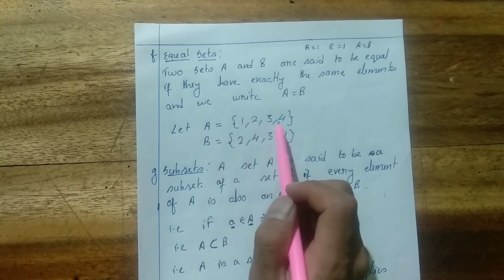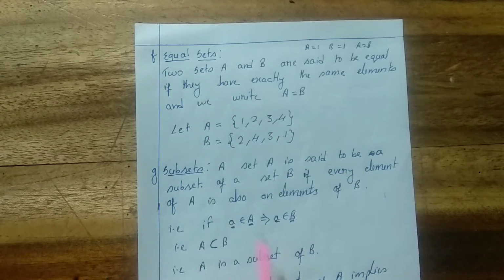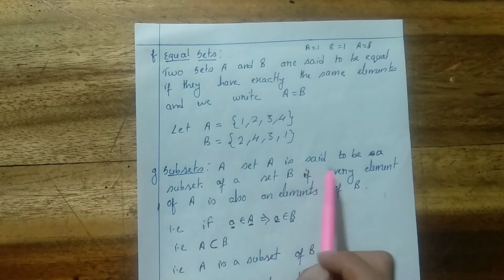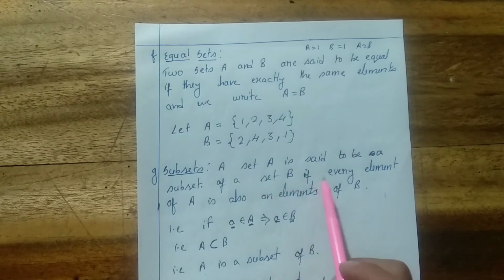All elements of set A are present in B. Therefore, it's an equal set. A set A is said to be a subset of a set B if every element of A is also an element of B.